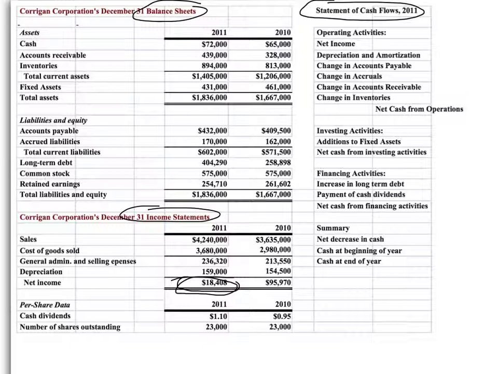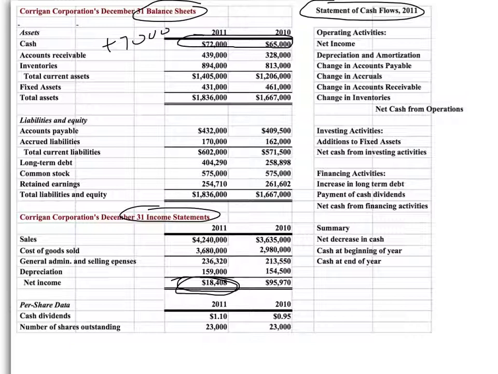Here, this year, Corrigan Corporation made $18,408, but let's look at their cash account. Their cash only went up by $7,000. So somewhere between the $18,000 and the $7,000, some cash went out the door, and we need to figure out why.